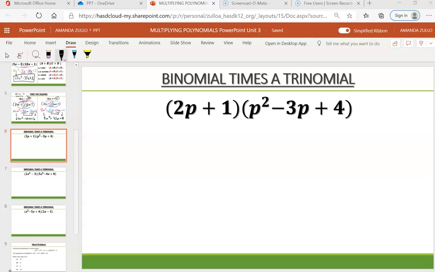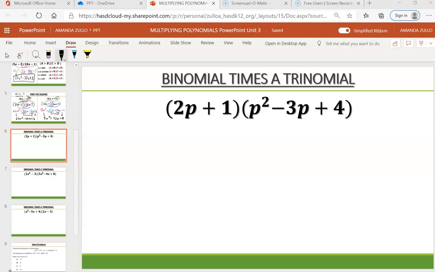We're doing binomials multiplied with trinomials. This is a little bit more challenging than foiling and distributing. I have an easy solution for that, an easy way to set it up after we multiply to make it a little bit more simple for you.